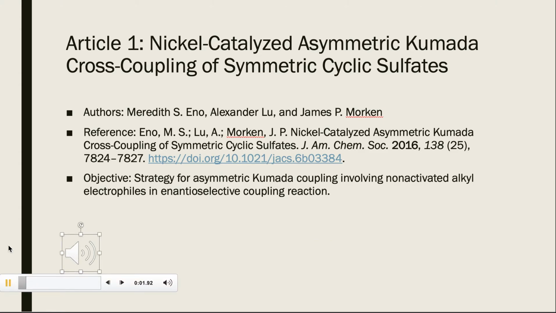The first article that I found was nickel catalyzed asymmetric Kumada cross coupling of symmetric cyclic sulfates. The objective of this article was to come up with a strategy for asymmetric Kumada coupling involving non-activated alkyl electrophiles in enantioselective coupling reactions.